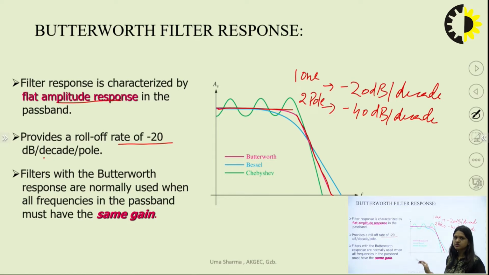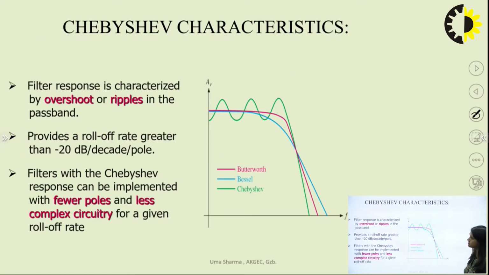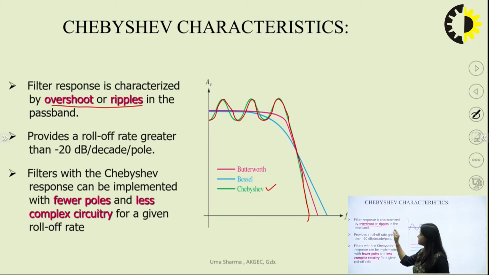This is the most useful characteristic in filter design, because in the pass band we get constant gain. Whereas if we talk about the Chebyshev characteristic, here you can see that in the pass band there are so many ripples. From the green color graph, you can see the Chebyshev filter response. This filter response is characterized by overshoot or ripple in the pass band, whereas the gain roll-off rate is greater than 20 dB per decade. So this is the difference between Butterworth and Chebyshev.